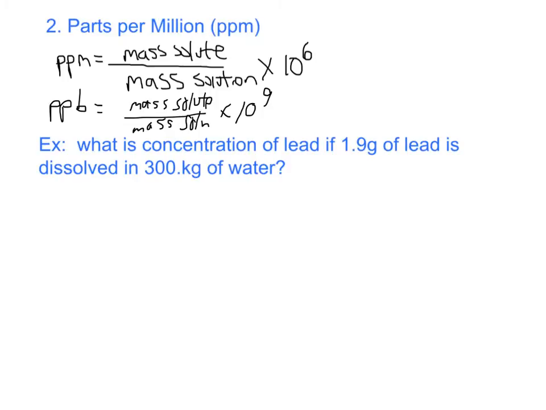All right, so we have an example problem. Let's work through that. What's the concentration of lead if there's 1.9 grams of lead dissolved in 300 kilograms of water? And like I just said, the masses need to be in the same unit. So we have 1.9 grams divided by 300,000 grams plus 1.9.